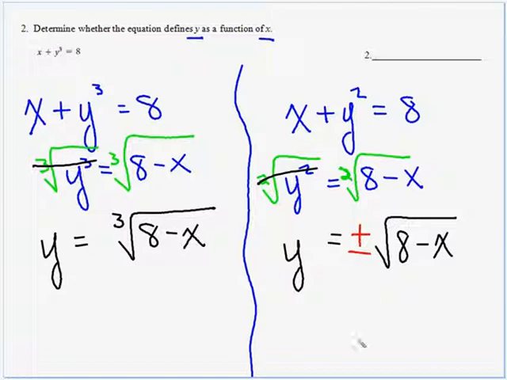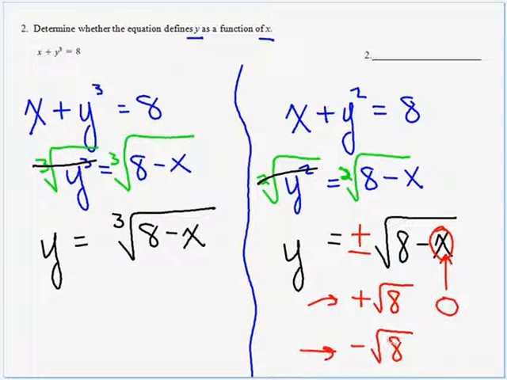So here on the right, this would be our automatic disqualifier from being a function. The easiest example I can think of is if we plug in x is equal to 0. If we plug in 0, we get 8 minus 0, which is 8. So we have two answers, a positive root of 8 and a negative root of 8. So for the one input of 0, we have two possible outputs. And that, if we plotted those as points, we'd fail the vertical line test.